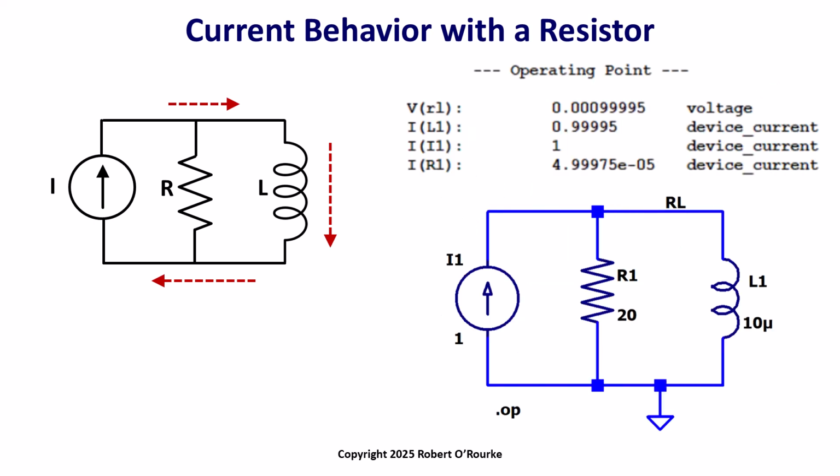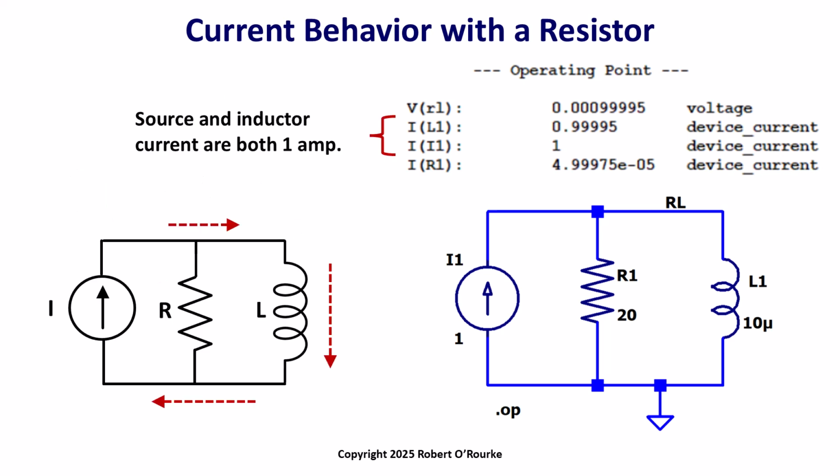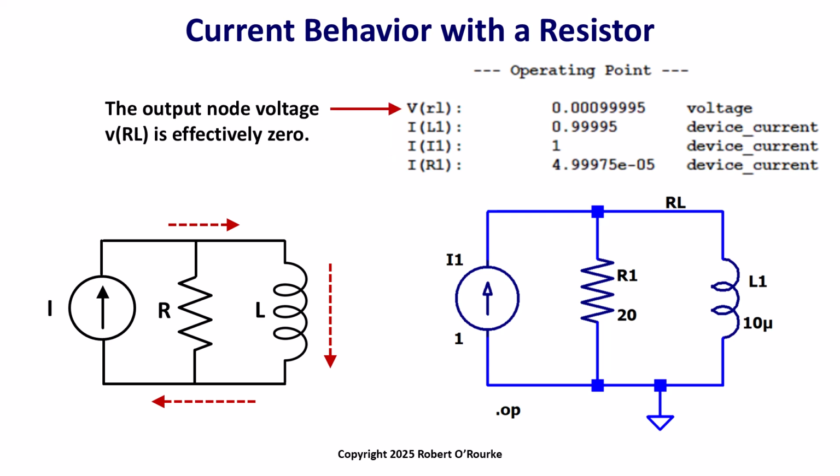SPICE simulation of this parallel RL circuit, driven by a DC current source, matches expectation that the current goes around the resistor. The current through the source and the current through the inductor are the same, 1 amp. Besides the ground node, the only other node, labeled with RL, has a voltage that is effectively zero.